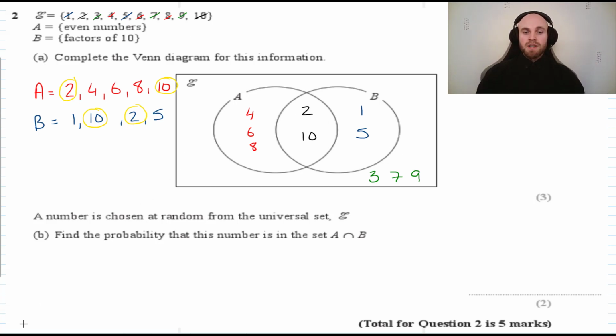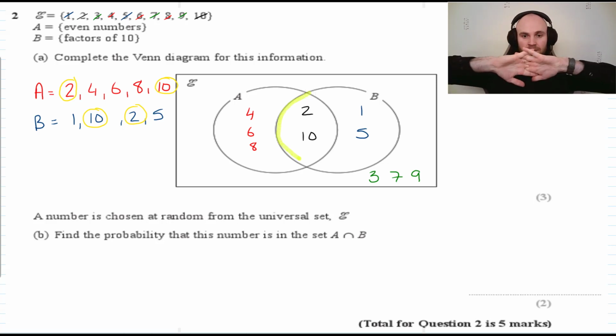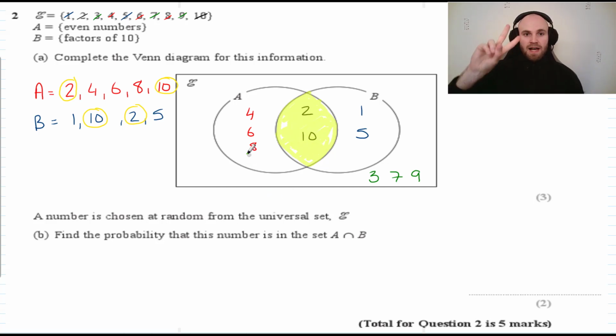So a number is chosen at random from the universal set. Find the probability that this number is in the set A intersect B. And A intersect B is going to be this bit in the middle that I've highlighted now in yellow. So the 2 and the 10 are going to appear in this A intersect B. So we know that there's going to be 2 numbers out of the original 10 numbers. So we can say that the probability is going to be 2 in 10.